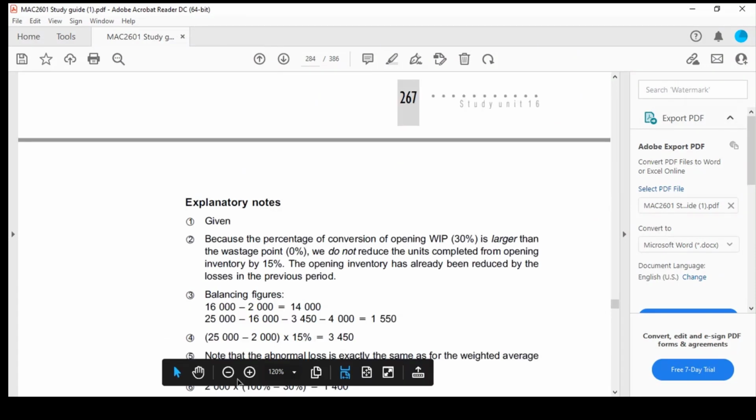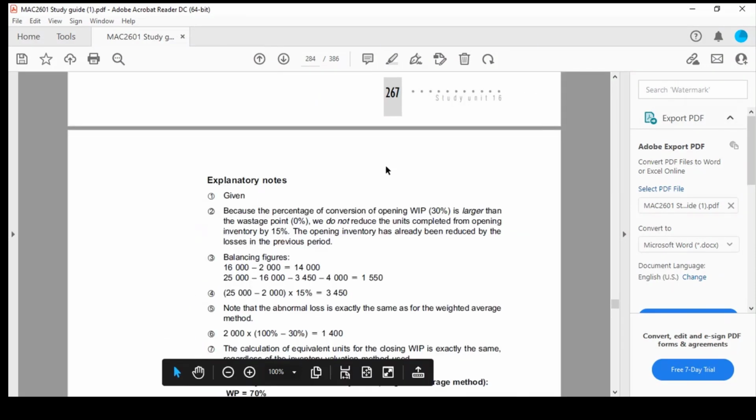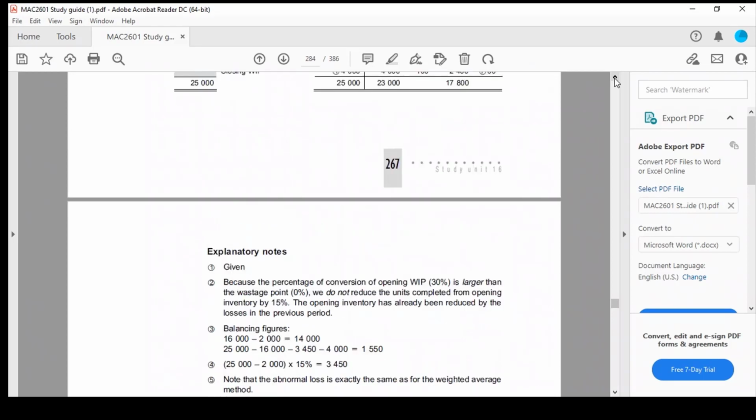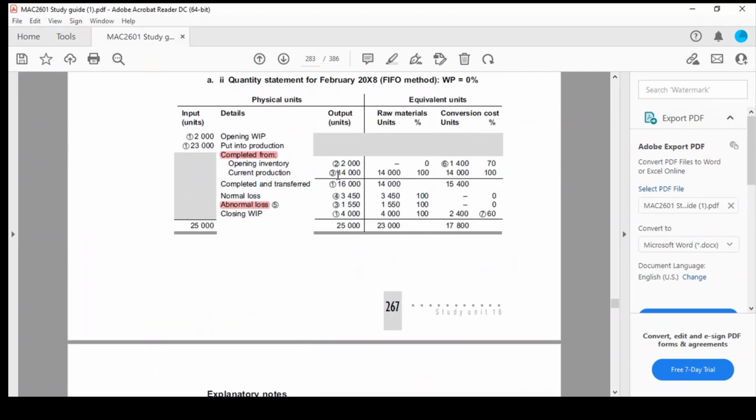Number 2 says. Okay, with the FIFO, your current production actually becomes like a kind of a balancing figure between completed and transferred and your opening inventory. Yes, that's what it becomes. And you must remember your conversion costs, you take into account the remainder of what still needs to happen. So it's 70%. And this one is the same.